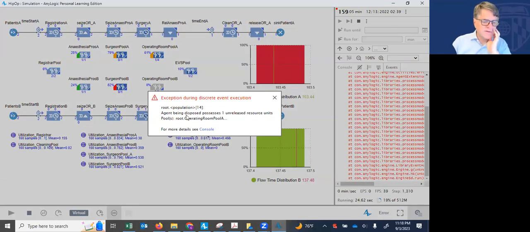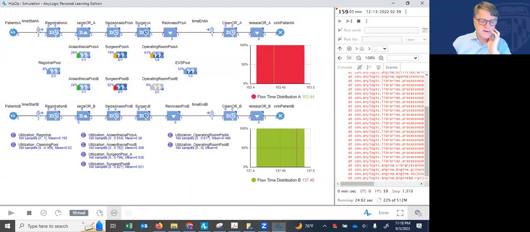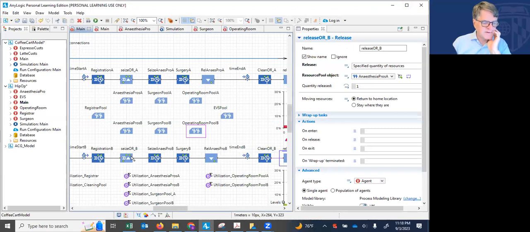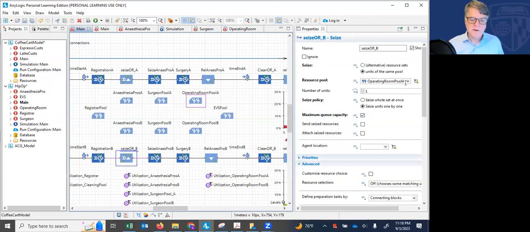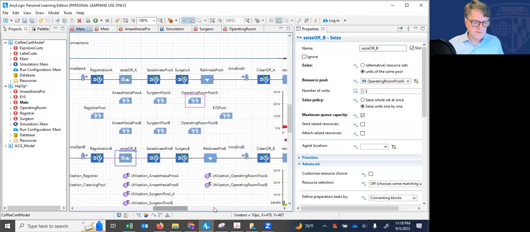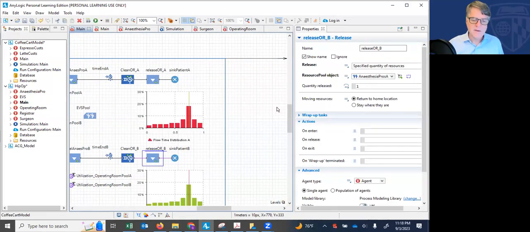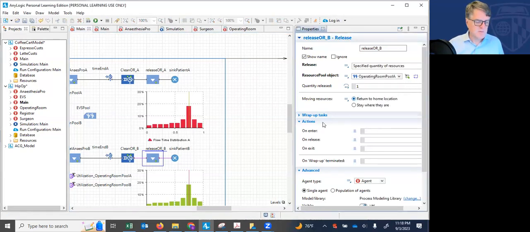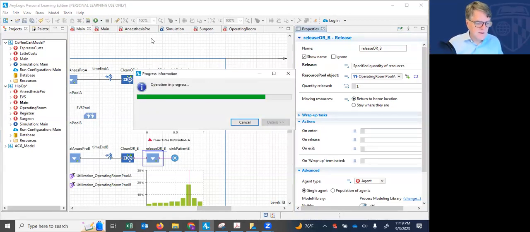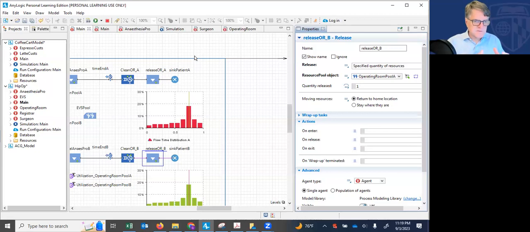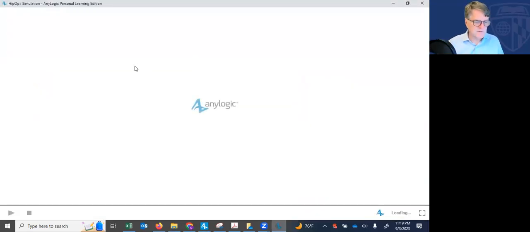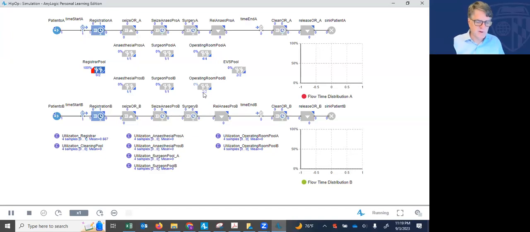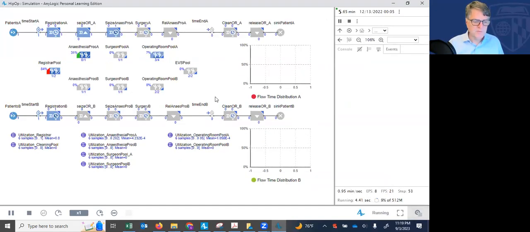Okay, so I have an error here. Let's just debug this. I have not set something up correctly here, so let's just make sure when I do seize, I should be seizing operating room pool A, and I should be releasing operating room A. See, I set that up as anesthesia, so it has to be operating room. My bad. Okay, let's just run that again. So I was grabbing and seizing and releasing the resource, and I pointed the release to the wrong type of pool.